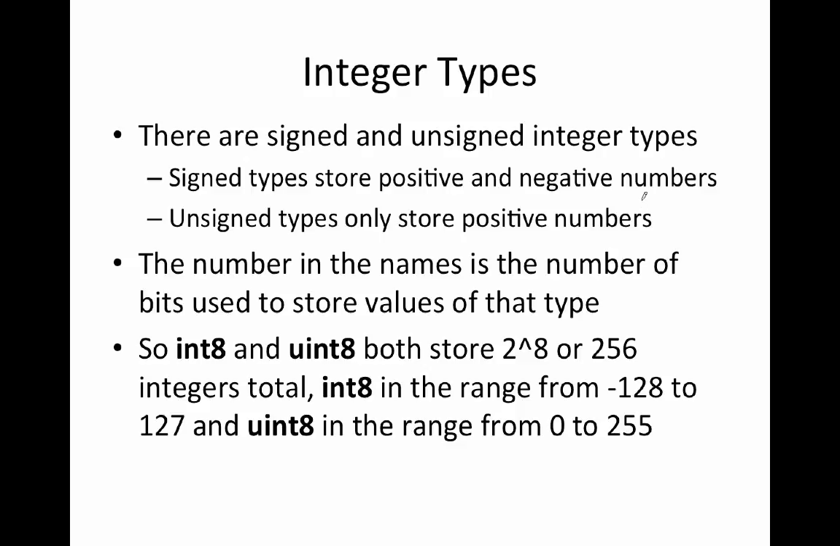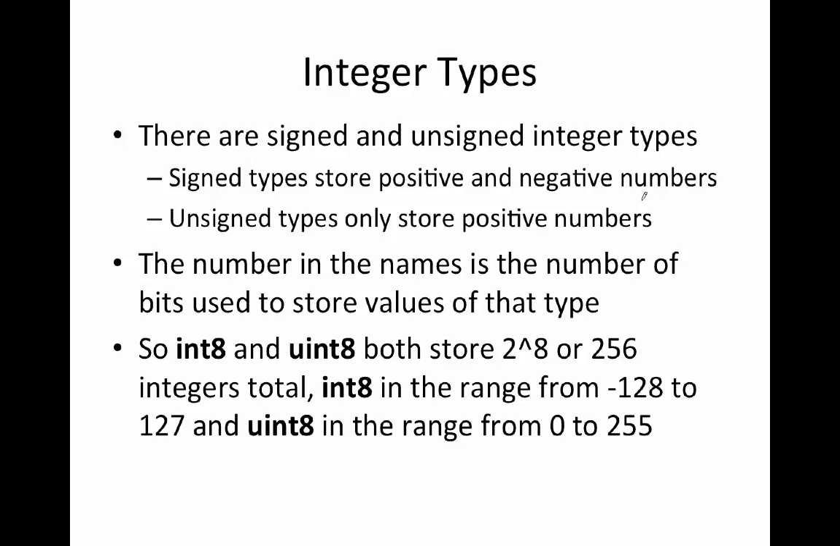So again, for integer types, there are both signed and unsigned integer types. Signed types store both positive and negative numbers. Unsigned types don't store the sign, so they store only positive numbers. Now, the number that is in the name for an integer type is the number of bits that's used to store values of that type.